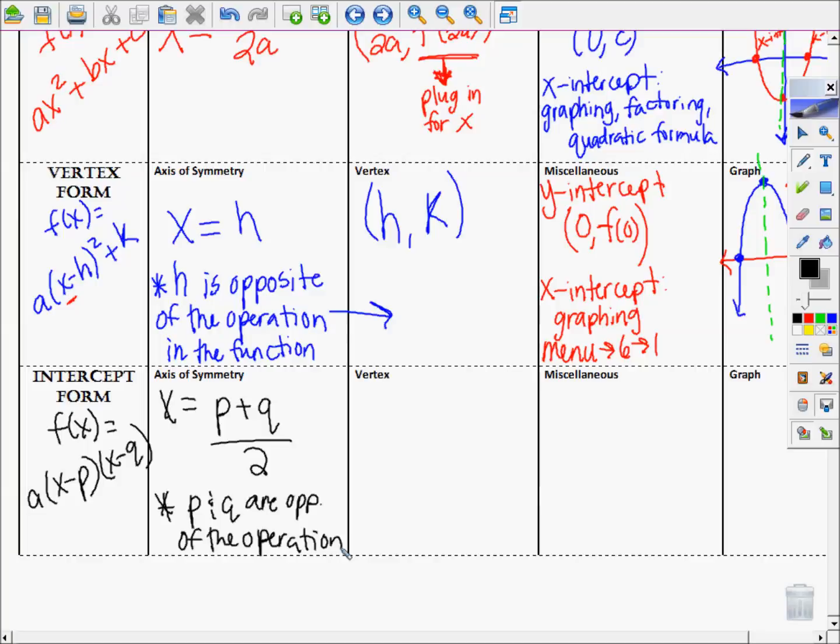And then the vertex form, this rule still applies. Your p plus q divided by 2 is going to give you your x value. And then to find the y value, you have to substitute that into the function. So you would substitute that into the function for x.